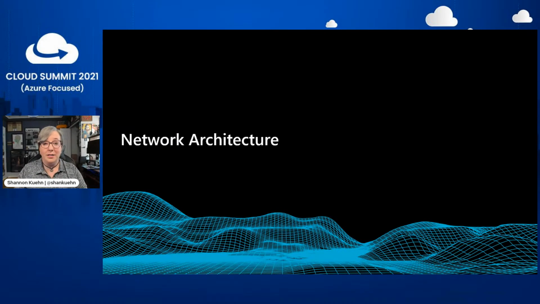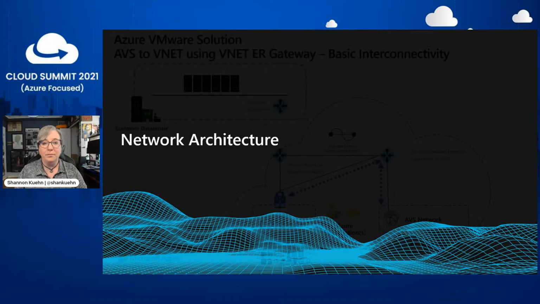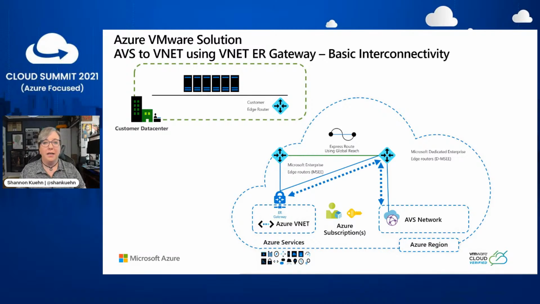So let's talk about network architecture, because I've hinted that it's probably the hardest thing to wrap your head around. There's two types of connectivity models with Azure VMware Solution. There's basic interconnectivity, which is what is shown on the slide. This is what happens when you deploy the Azure VMware Solution service. The express route circuit gets deployed, and you have a virtual network, and then you link the express route circuit into the Azure VNet. This is what helps you integrate with Azure native services. And sometimes customers don't need that hybrid connectivity right away as well. So this is what's called basic interconnectivity.